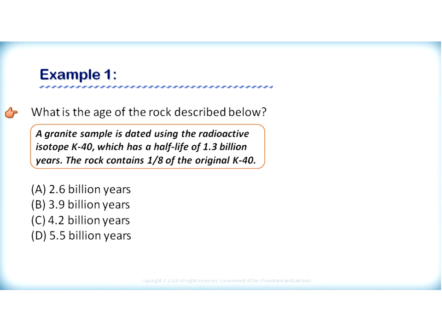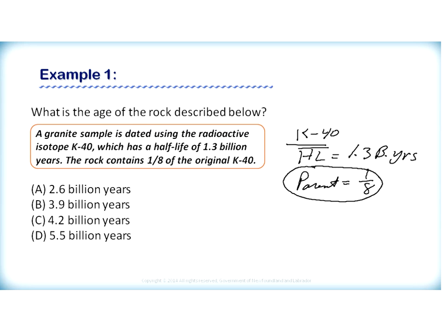So from the problem, we can write down what is given, and we know that K40 has a half-life equal to 1.3 billion years. We also know that the amount of radioactive parent that remains equals 1/8. So from this information concerning potassium-40, we can get the number of half-lives by looking at the percent of parent remaining.